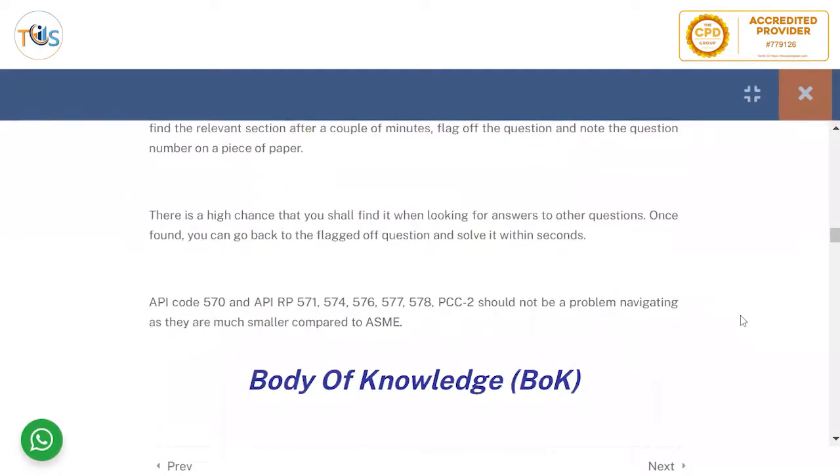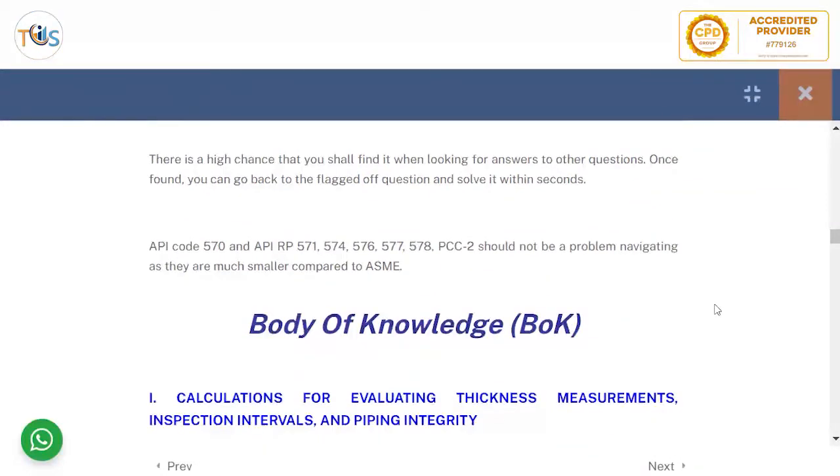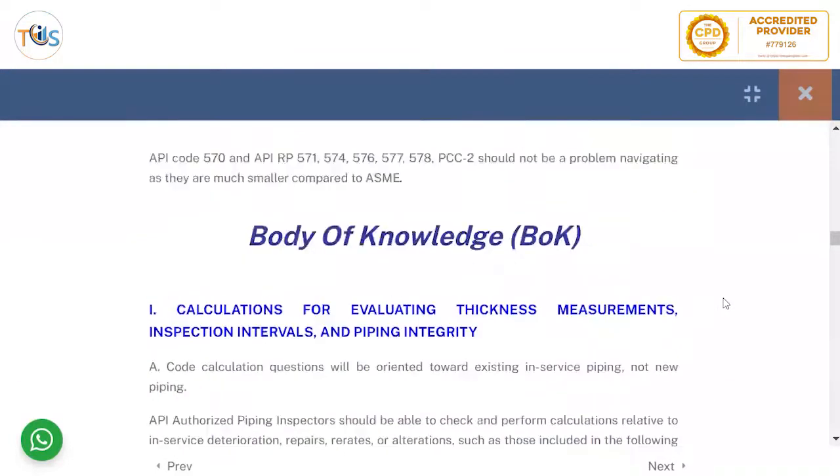So a bit of memorizing is also necessary. You should know about each code and recommended practice, what it is covering, and what the title is. That's why we have explained all this again and again and repeated it, so you master it.